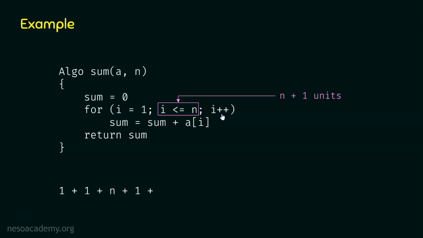After execution of this instruction, I becomes 2. After I becomes 2, this condition will be checked again. Let's say 2 is also less than n. The condition is once again satisfied. As this condition is satisfied, I++ will definitely execute. So, for I equal to 2 also, this instruction will execute.